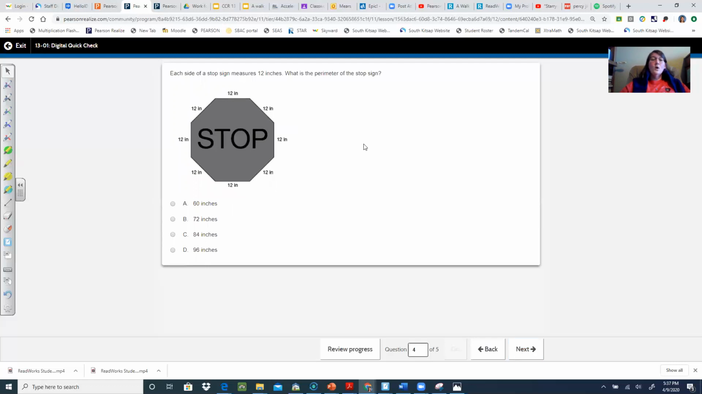Okay, number 4, we have a stop sign. A stop sign is an octagon, so that means this shape has 8 sides. If you have already memorized your multiplication facts through 12, you could just do 12 times 8. If you don't have them memorized, then please stack 12, and you need to have 8 of them stacked on top of each other, and then add them up.